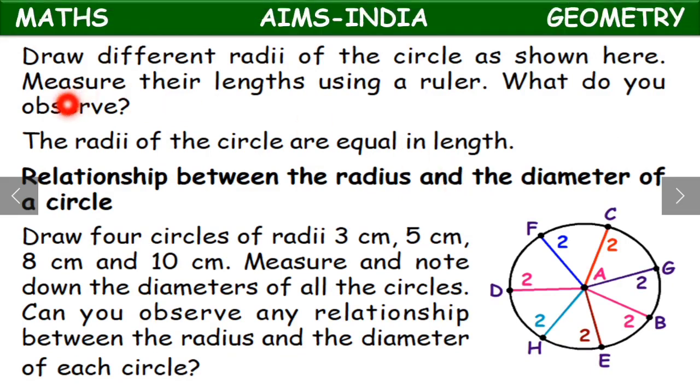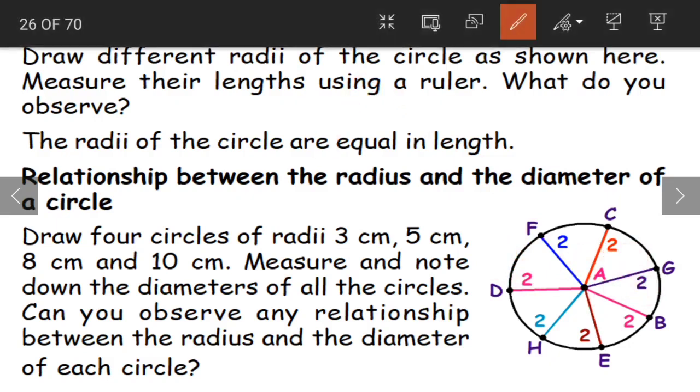Now draw different radii of the circle as shown here. Measure the lengths using a ruler. What do you observe? Yes, we have already discussed that when we draw different radii and measure the length of these radii using a ruler, we observe that the radii of a circle are equal in length.